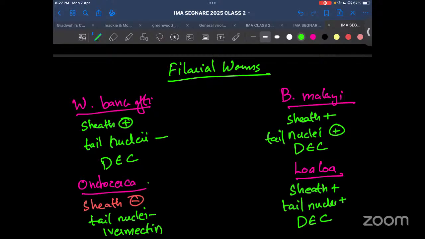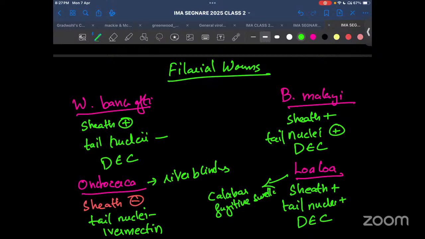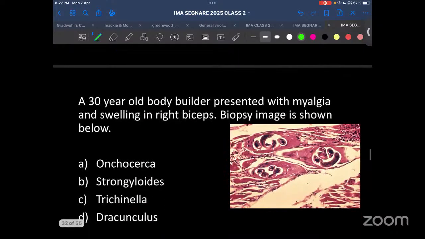Onchocerca causes a disease known as river blindness. And Loa loa causes Calabar swelling or fugitive swelling. So that is it about the filarial worms. So filarial worms are over. Now we move on to our next question.